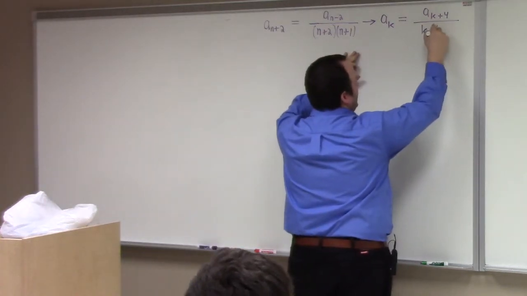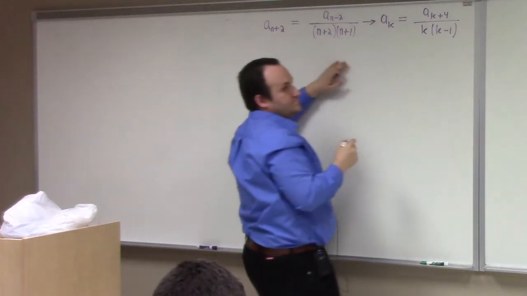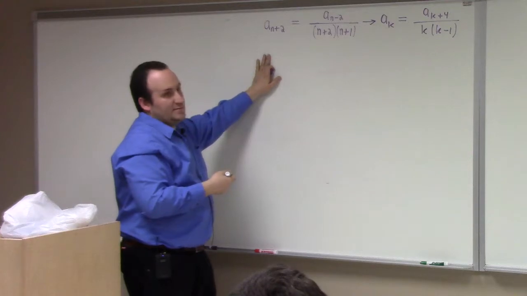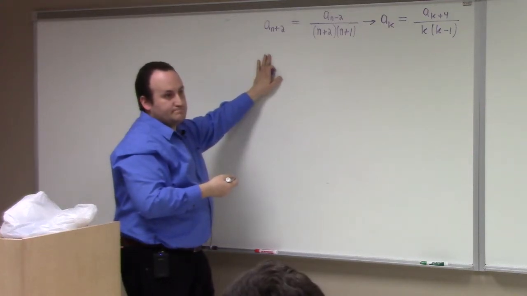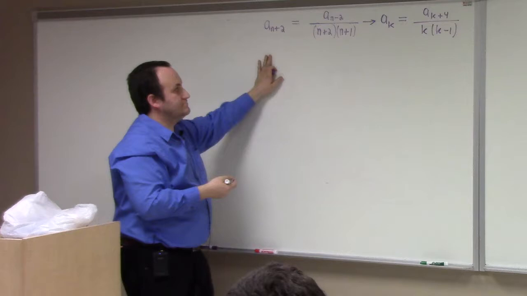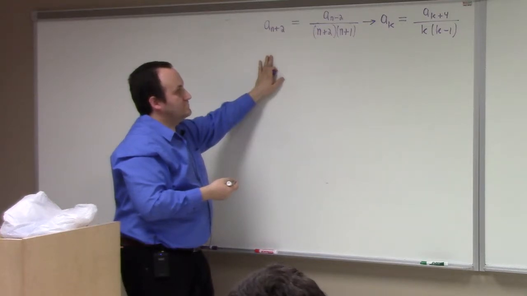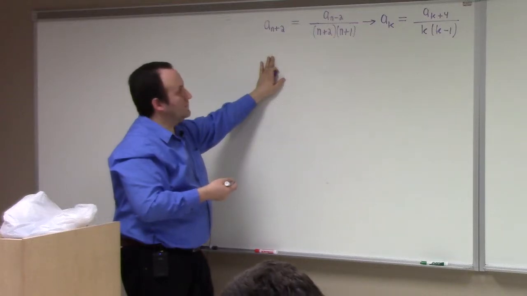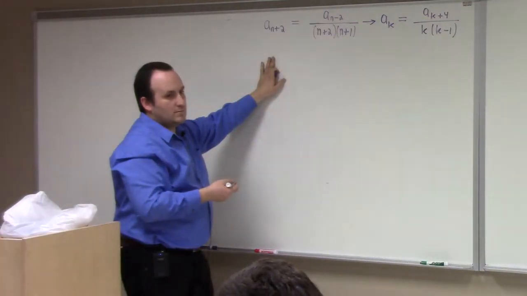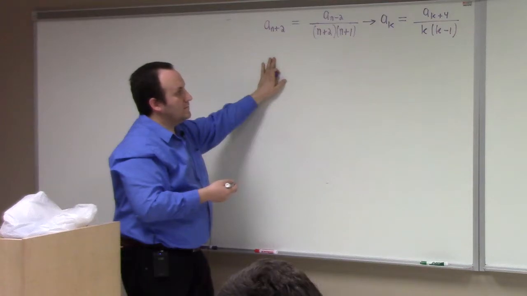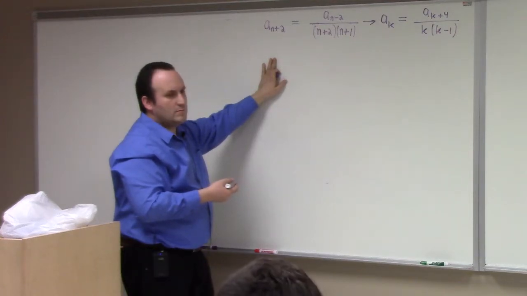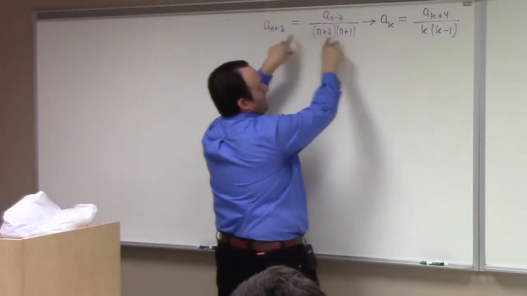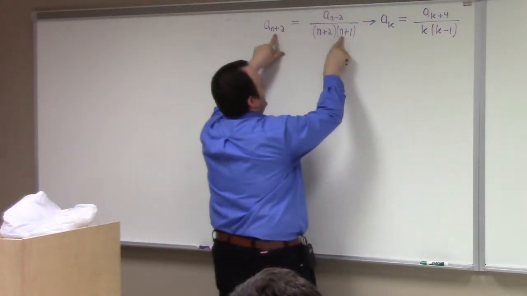K times k minus 1, right? What did I do? I put k equal to n plus 2, right? Should that be a k minus? Didn't I write k minus 1? I mean, on the top side. K minus should be k minus 1. These match. And then this is 1 less than that.